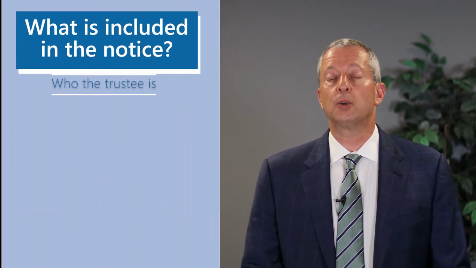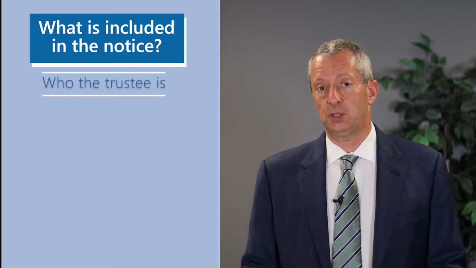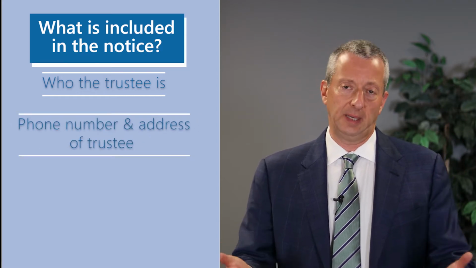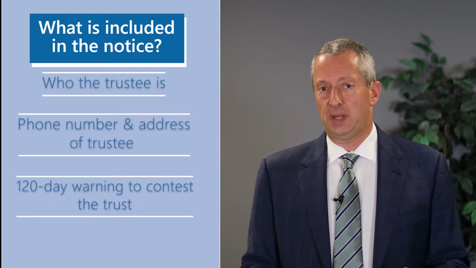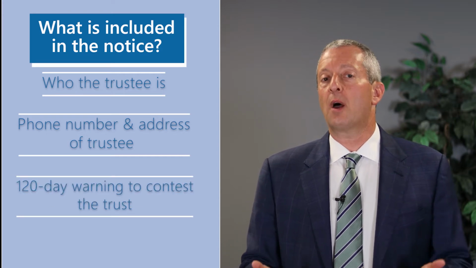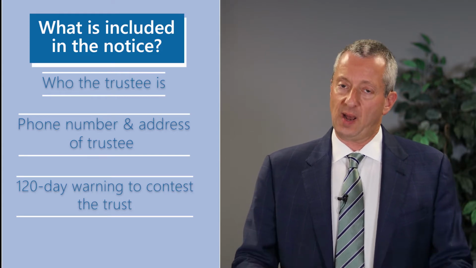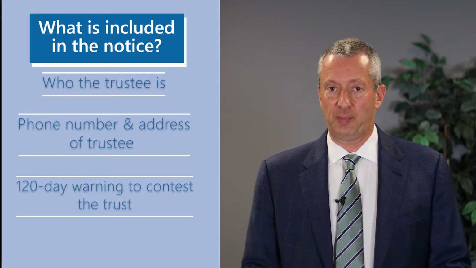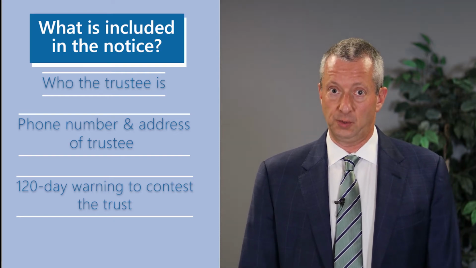The notice the trustee is obligated to send out tells you that there's been a change of trustee, who the trustee is, where they can be contacted, meaning their address and their telephone number. There's also going to be language in that notice that tells you that you've got 120 days in which to contest the trust. It's possible the trustee will send out a copy of the trust along with the notice, but the trustee is not required to do that.